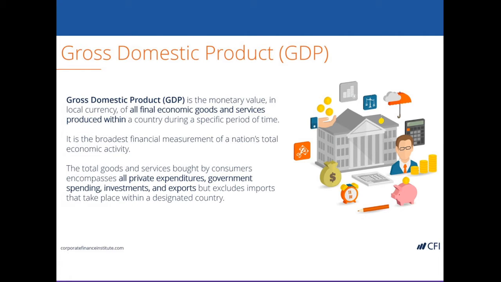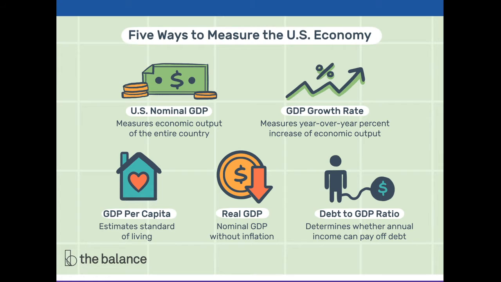Then we want to look at 5 ways of using GDP to measure the economy. As we spoke about in the past, we talked about nominal GDP, which is just the dollar amount of GDP for the year. We look at the growth rate from one period to the other. Per capita, which is dividing the GDP by population. Real GDP, which is removing inflation. And then debt to GDP ratio, taking our country's debt and looking at it as a ratio of GDP. So those are the 5 ways.